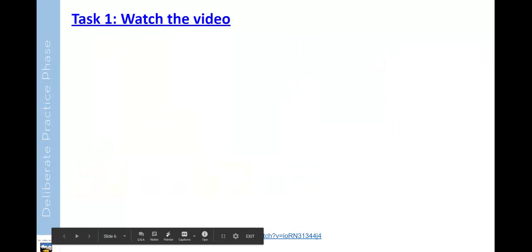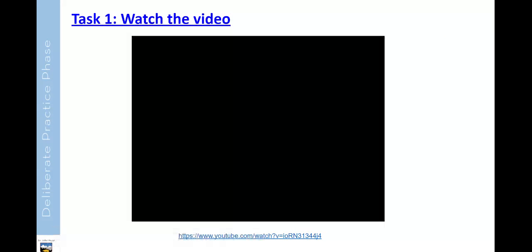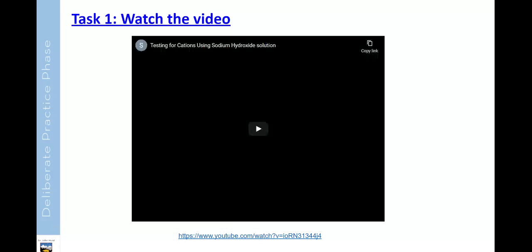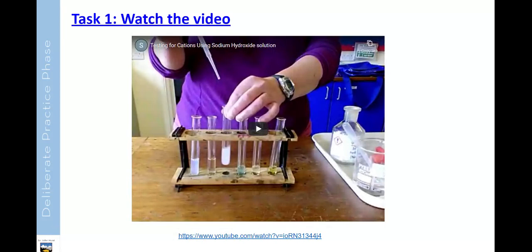So what I'd like you to do is your first task is go to the student worksheet and follow the link on task 1 to watch the video on how to use sodium hydroxide to test for metal ions.